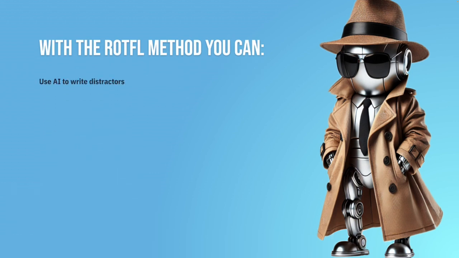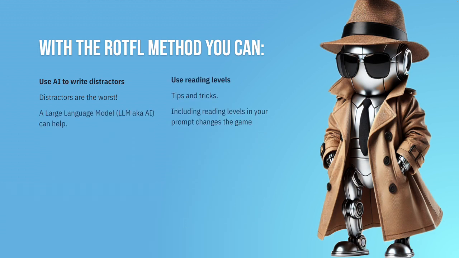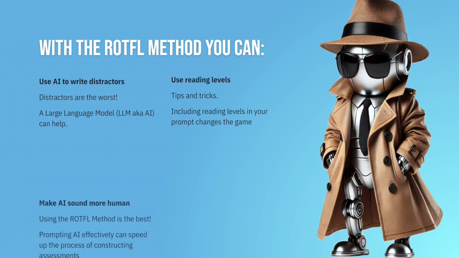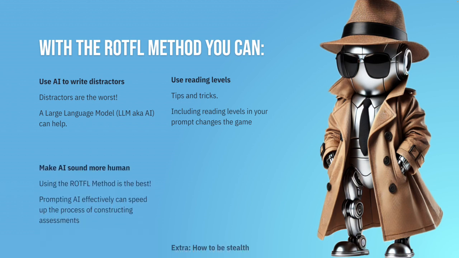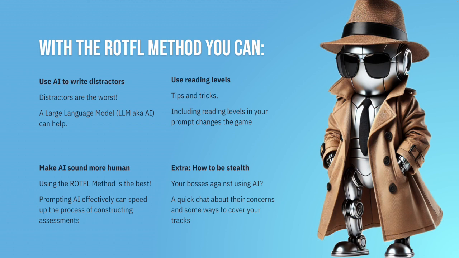With the ROTFL method, you can use AI to write distractors. We all know they're the worst, but a large language model can help. A trick that you can use is reading levels. We'll talk about that in a minute. We can make the AI sound more human, and we can talk about how and why to be stealth at work.